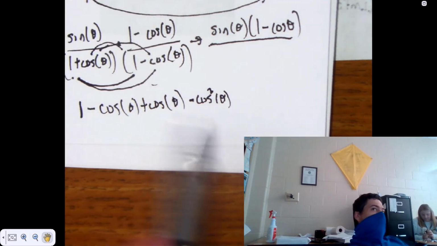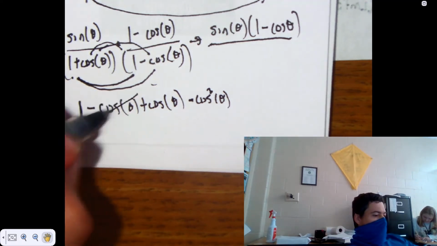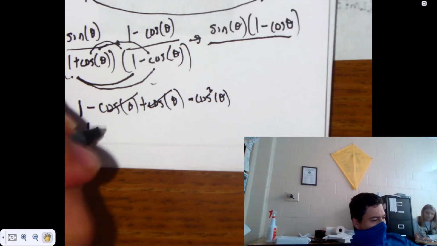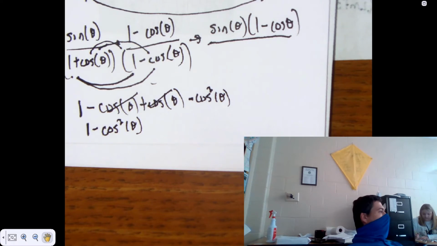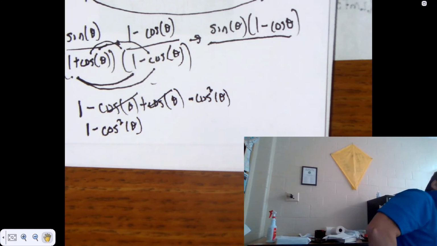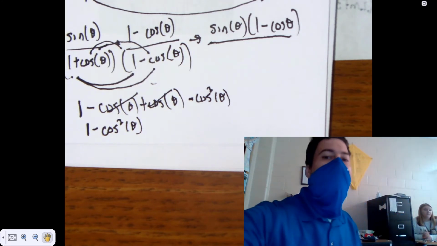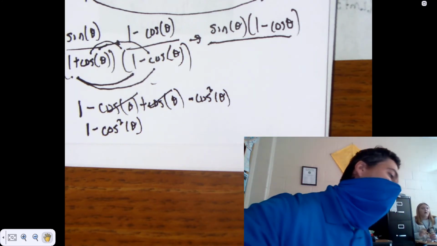Now there's a reason I'm doing this piece off to the side here. Those pieces cancel. And I'm stuck with 1 minus cosine squared of theta. You just took a quiz where you listed off 3 Pythagorean identities. What was the first one? That was the first one. That's right. Sine squared theta plus cosine squared theta is 1.